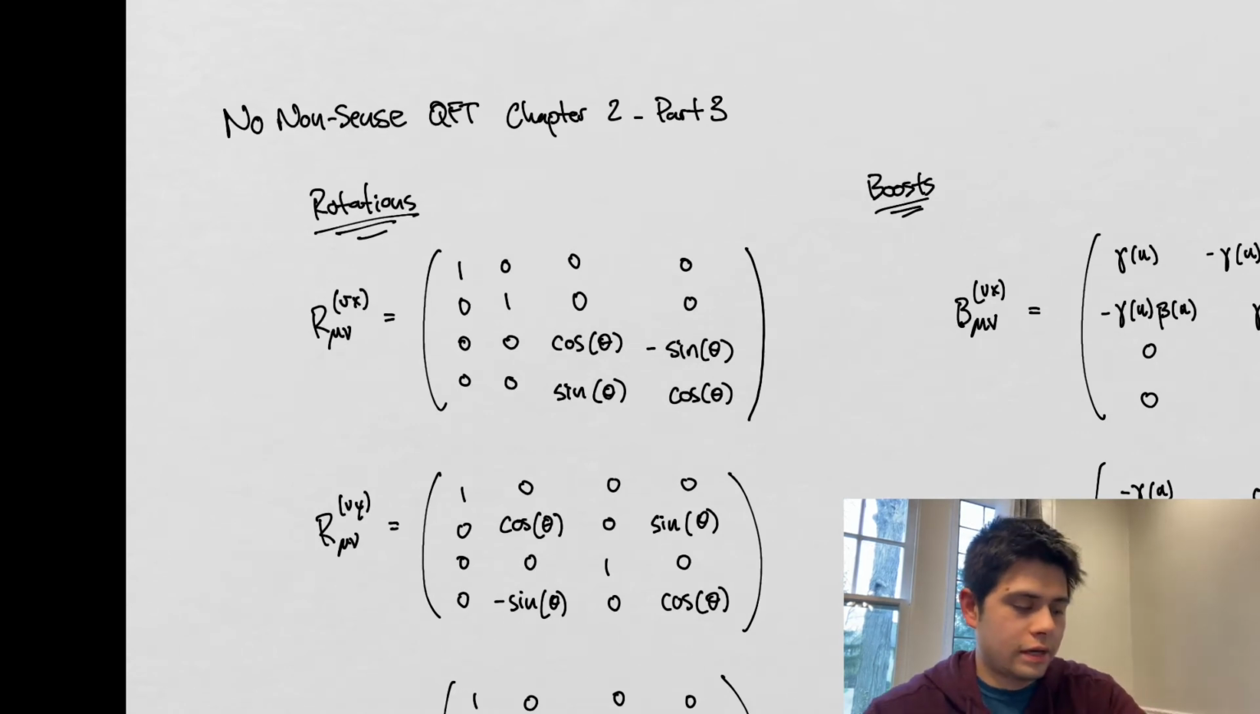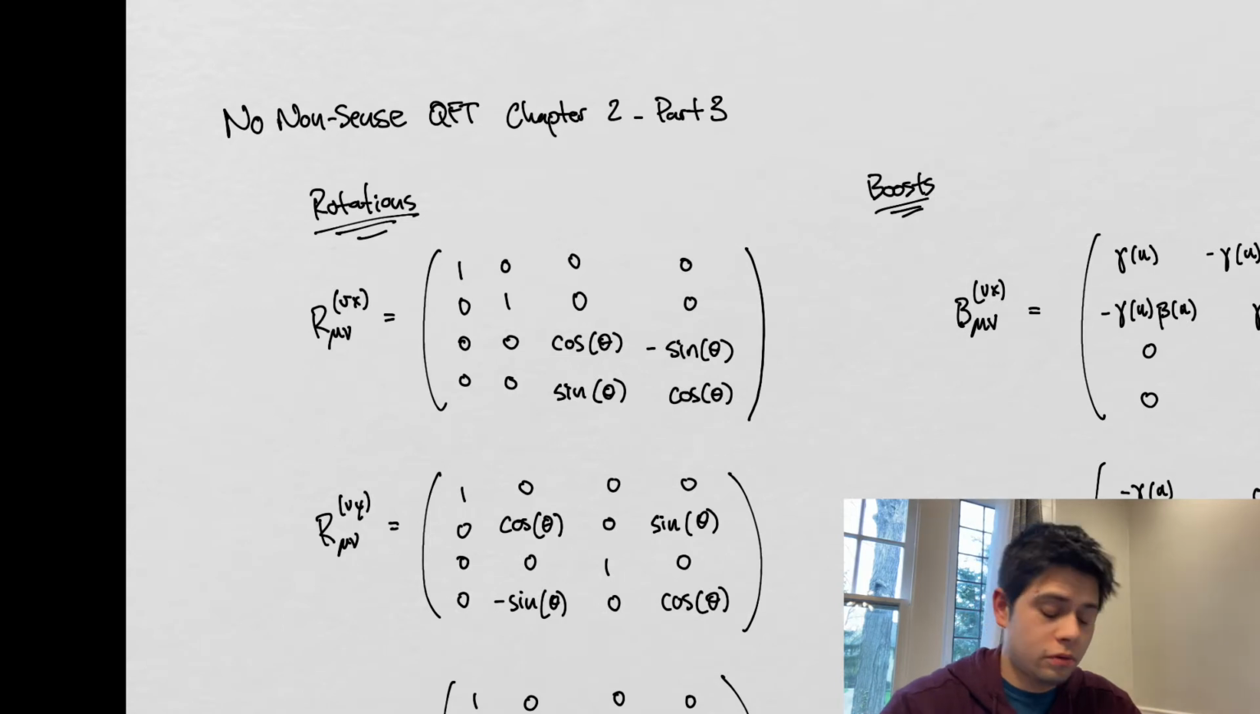All right, this is the last part on chapter 2 for No Nonsense Quantum Field Theory. Again, this is a really good book. It summarizes a lot of stuff really nicely, I think. And so let's get right into this.